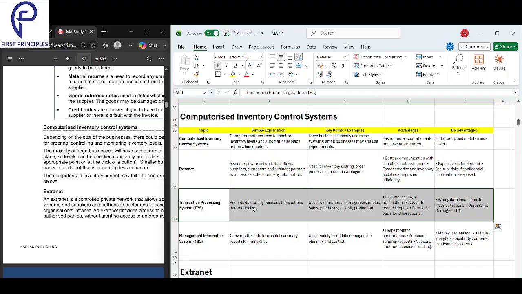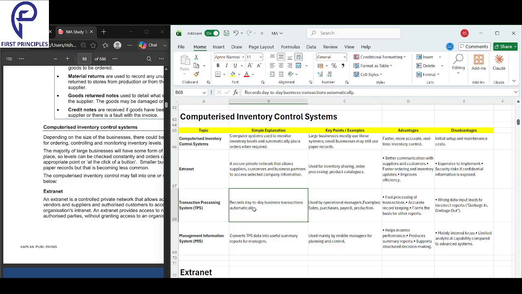Next, we look into the transaction processing system. This records your daily business transactions automatically. Mainly used by operational managers, sales, purchase, payroll, production. Everyone uses it. Advantages are fast processing plus accurate records. It's the base for other reports. It maintains your accurate record and it is a base for all the other records that you will make in the future.